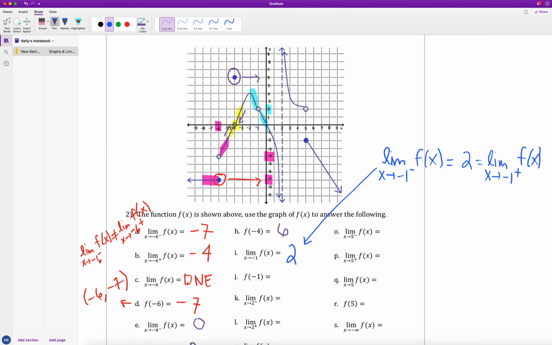Part J is asking me for a function value, so it's saying what is f of negative 1. So this has nothing to do with the left or the right or the limit, it just has to do with where is the closed circle, where is that coordinate pair filled in, or does it not exist at all. So if I go back up to the graph, I know I kind of wrote over it, so let's erase some of those just so we can make sure.